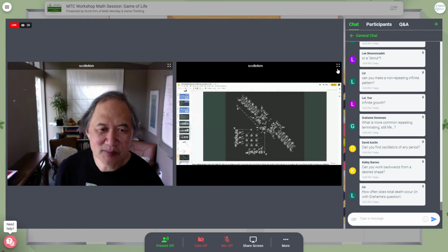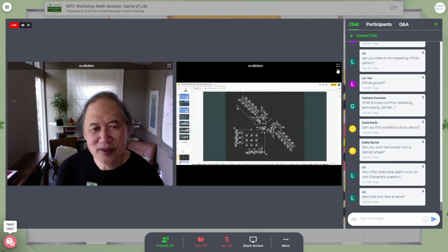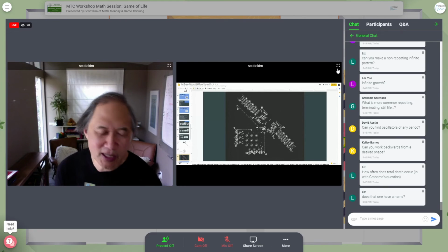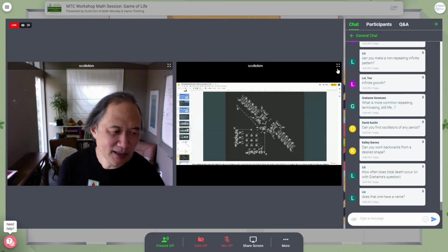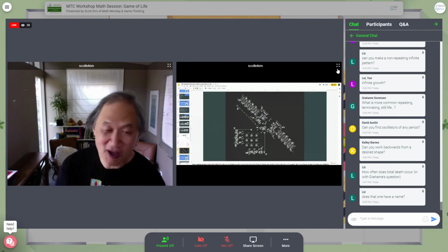And the patterns just get more and more complicated. People have gone to ridiculous extremes. This is a small computer that uses gliders to communicate bits of information. And people have built entire computers within the Game of Life.